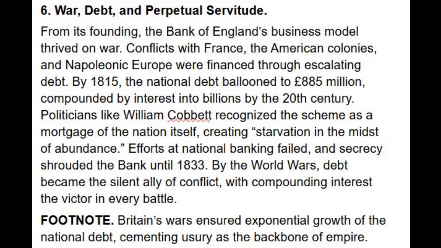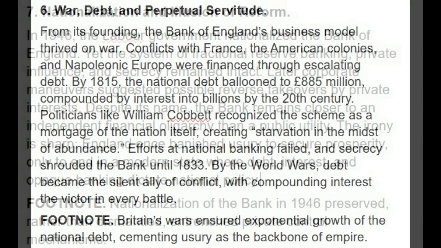Politicians like William Cobbett recognized the scheme as a mortgage of the nation itself, creating starvation in the midst of abundance. Efforts at national banking failed, and secrecy shrouded the bank until 1833. By the World Wars, debt became the silent ally of conflict, with compounding interest the victor in every battle. Footnote: Britain's wars ensured exponential growth of the national debt, cementing usury as the backbone of empire.